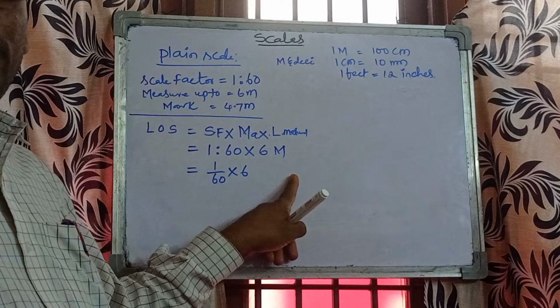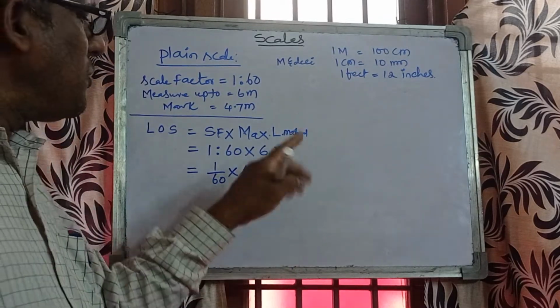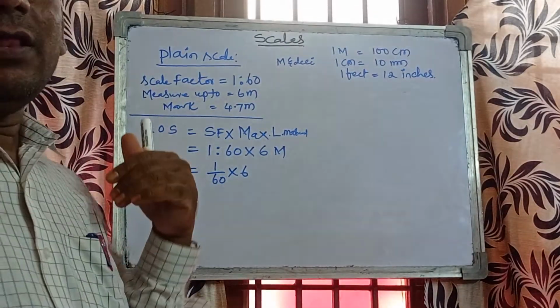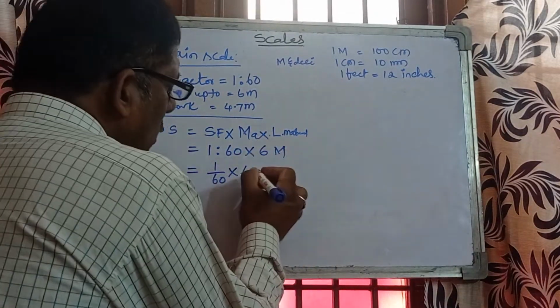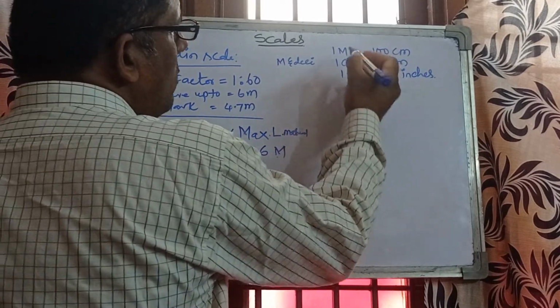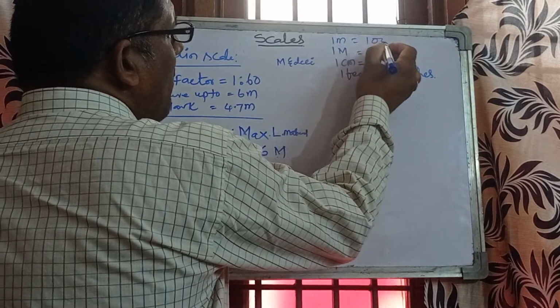These meters we convert into mm. Whatever the dimensions are in any question, first you convert them to mm. Why? Because in the drawing all dimensions are in mm. So first you convert to mm. 1 meter is equal to 1000 mm.